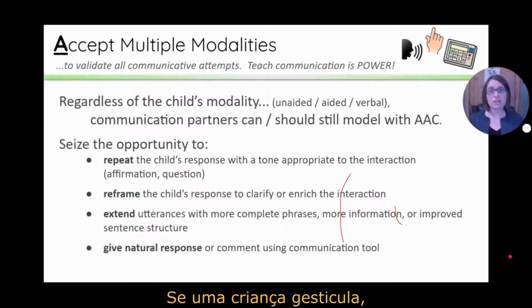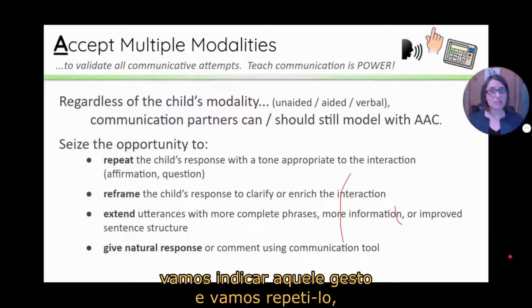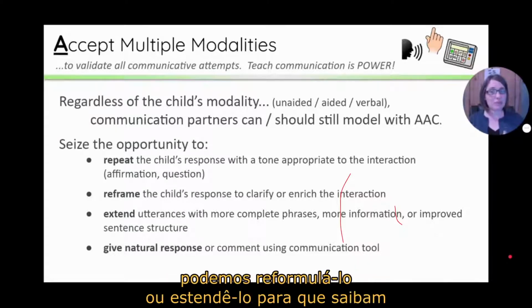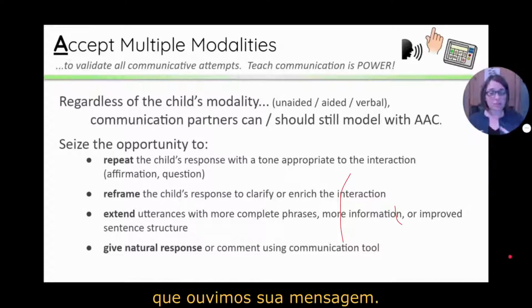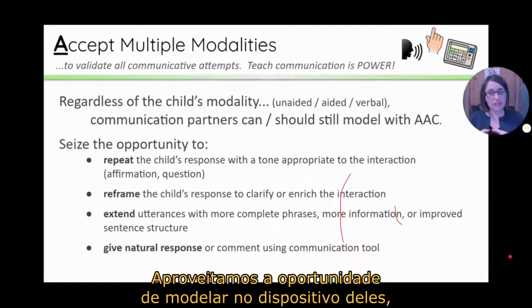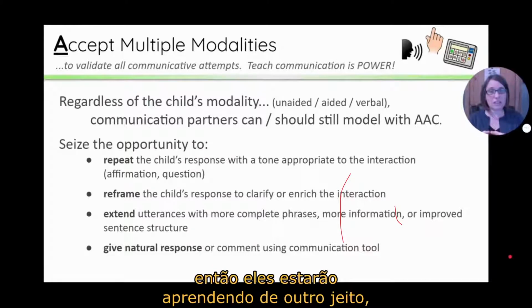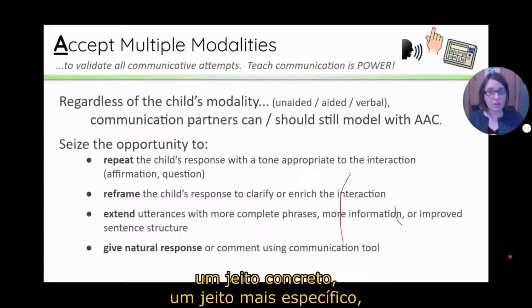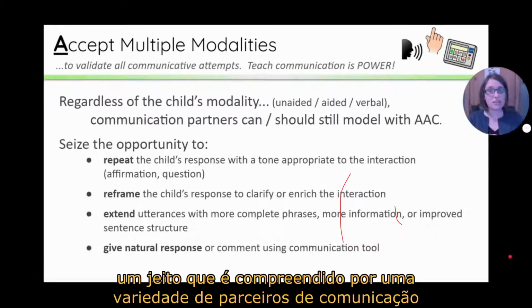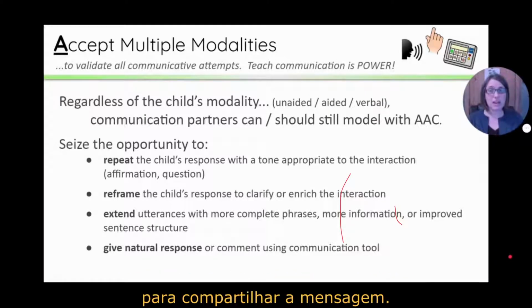So if a child gestures, we're going to label that gesture and we're going to repeat it. We might reframe it or extend it to let them know that we heard their message. We take that opportunity to model on their device so that they are learning another way, a concrete way, a more specific way, a way that's understood by a variety of communication partners to share that message.